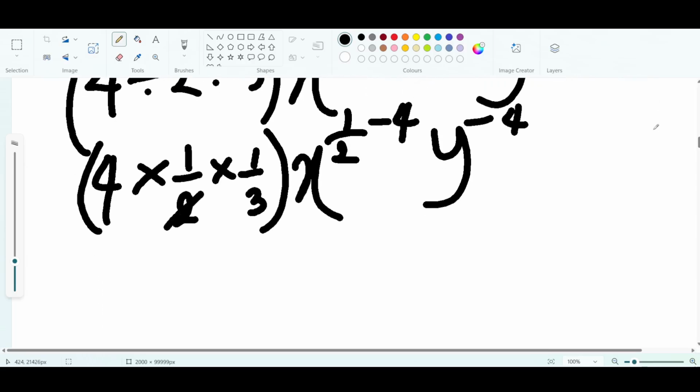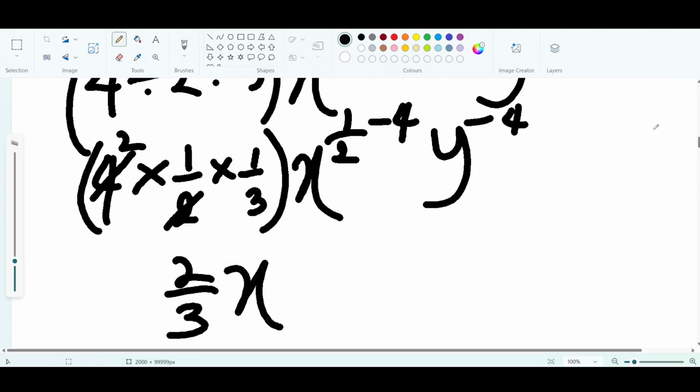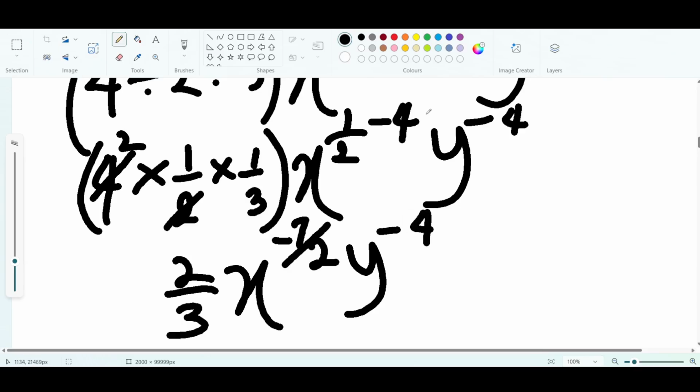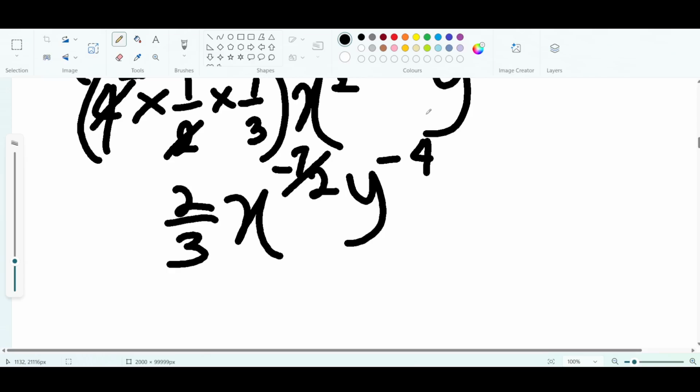So this is going to cut this. We have 2 left. So the final answer of this one is going to be 2 all over 3. X will now be raised to power 2 times 4. That's 8. So 1 minus 8, that's minus 7 all over 2. Then y raised to power minus 4. I hope this is clear.